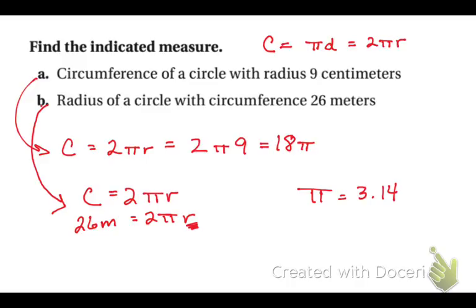So what we need to do is divide both sides by 2 pi. This side goes away, so this isolates r. And we need to simplify this. So 2 goes into 26 13 times. So we have 13 meters over pi, or 13 over pi meters. And you can leave it just like that.